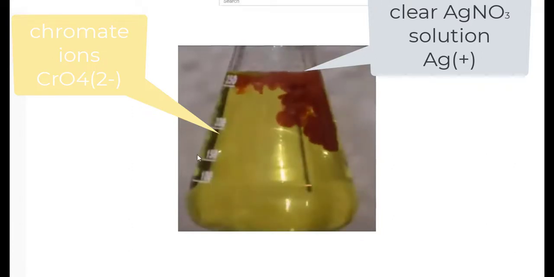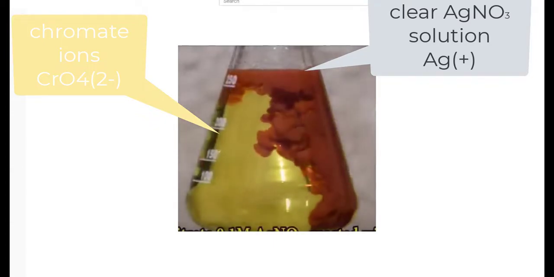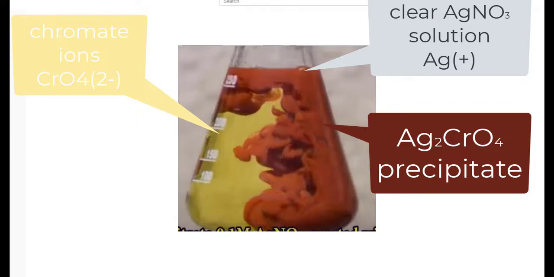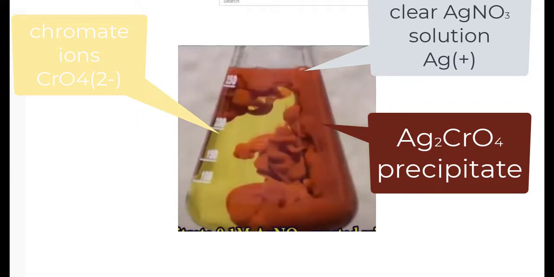There it is. That reacted to solution. And this solid stuff is the silver ions snapping together with the chromate, producing this very distinctive color.